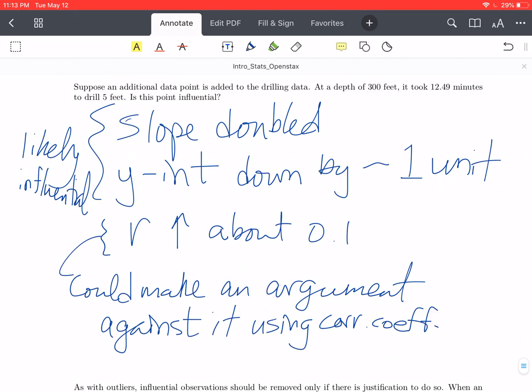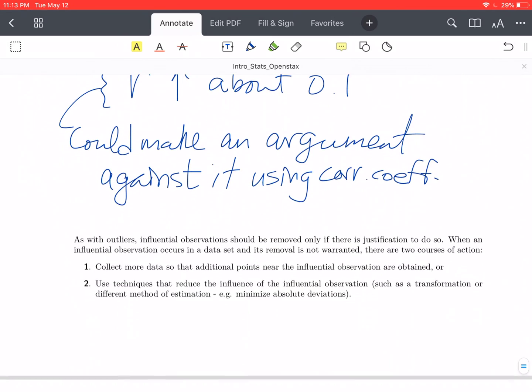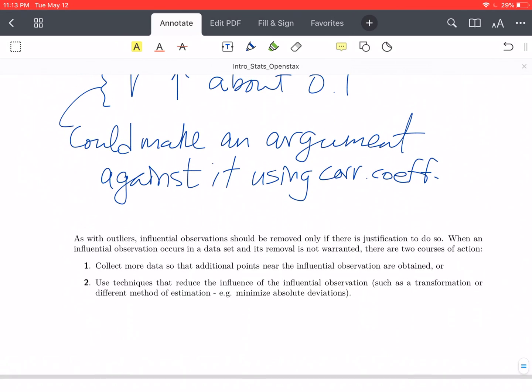Okay. And then just a couple notes down here. As with outliers, influential observations should be removed only if there is justification to do so. So when an influential observation occurs in a data set and its removal is not warranted, there are two courses of action. You either collect more data so that additional points near the influential observation are obtained, or use techniques that reduce the influence of the influential observation, such as a transformation or different method of estimation.